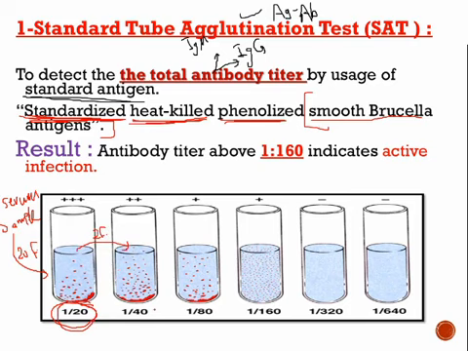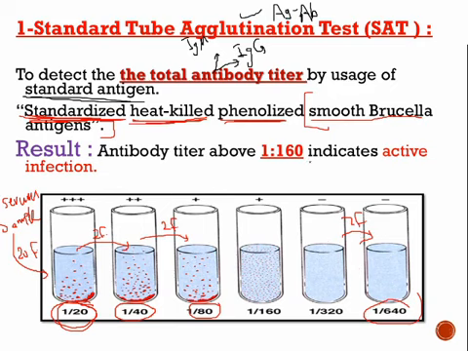So the dilution factor is doubled, it becomes 40. Okay, and 2 folds again, it becomes 1/80. 2 folds again, 1/160, until I reach 1/640. Okay, now I have varying concentrations of the antibody from the serum.